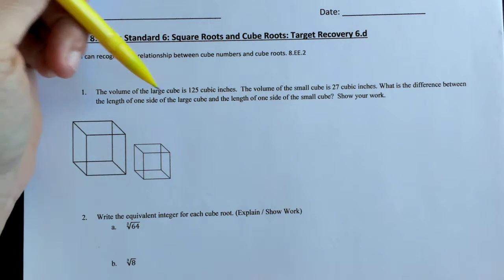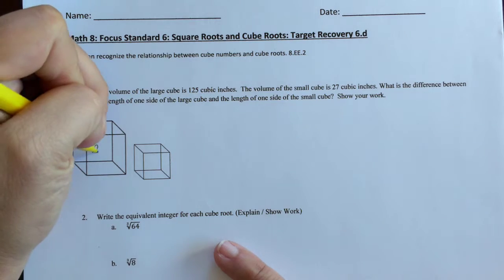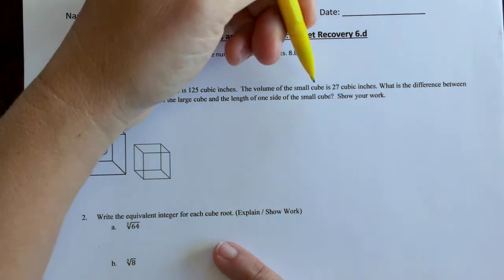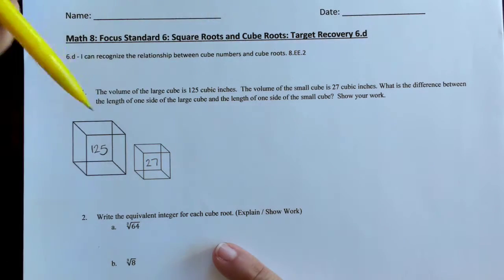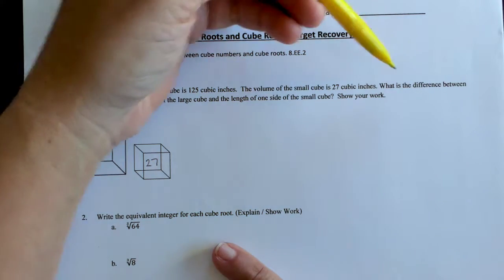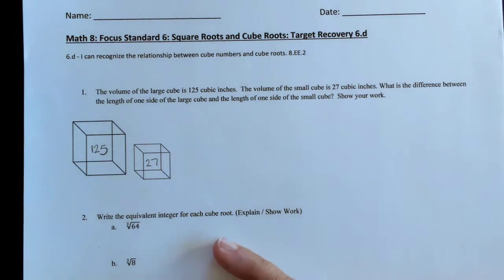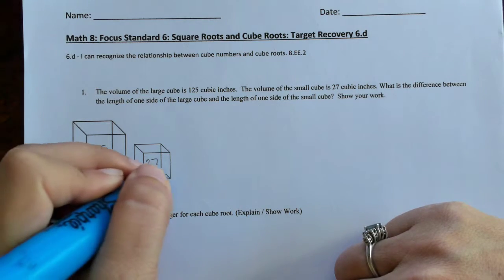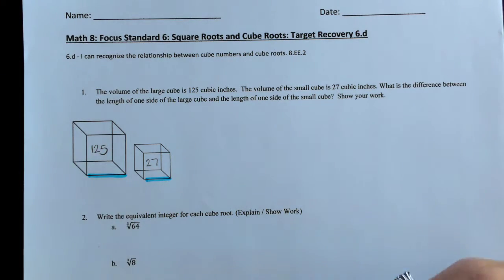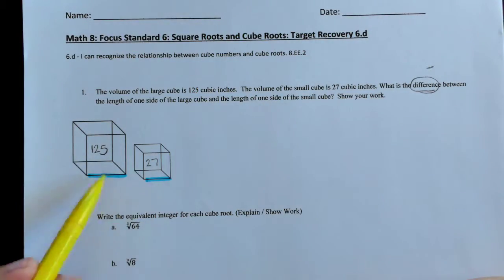All right, it says the volume of the large cube is 125 cubic inches. I'm going to write that in there. The volume of the small cube is 27 cubic inches. What is the difference between the two of them? What is the difference between the length of one side? So I want to know the difference between the length of one side of the large cube minus the length of the smaller cube. Difference being subtraction there. And again, it's just the sides.